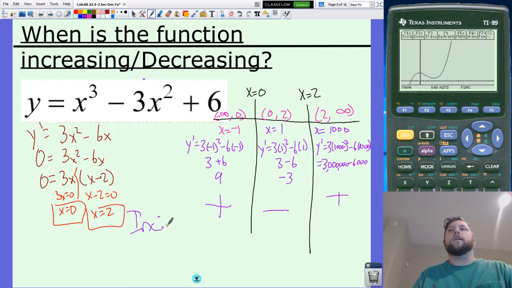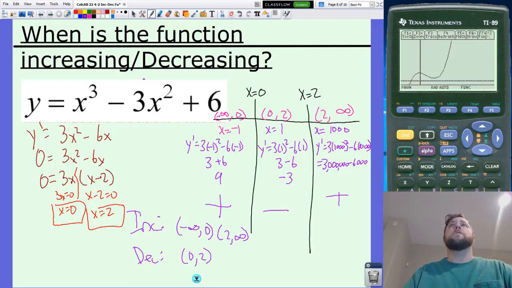So I'm going to say I'm increasing. I'm just going to abbreviate now. When I'm on the interval negative infinity to 0 and from 2 to infinity, and I'm going to be decreasing on the interval from 0 to 2. There. Which makes sense looking at the graph. All right.